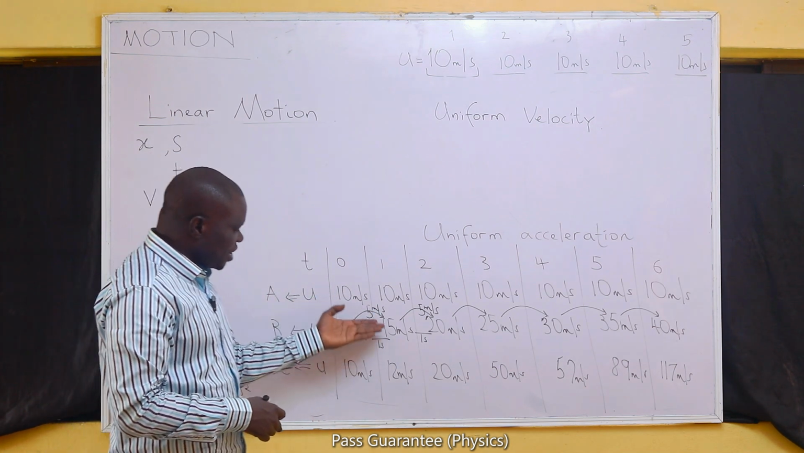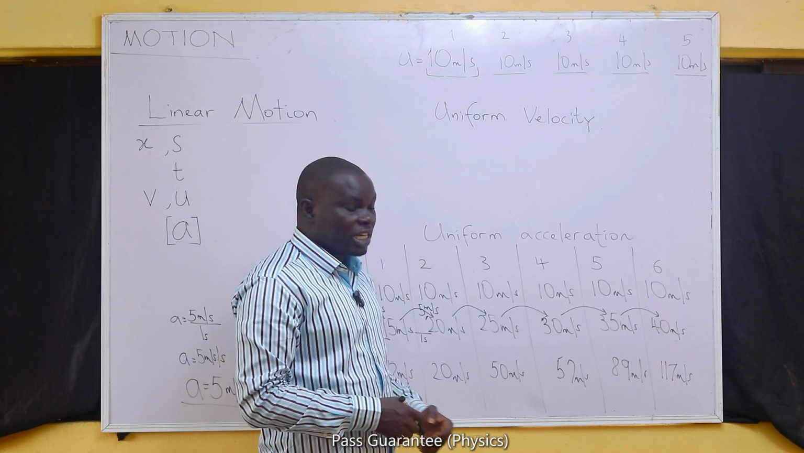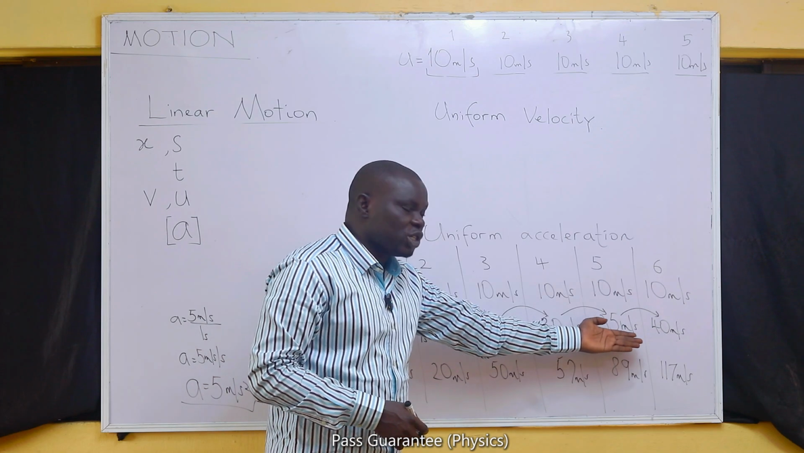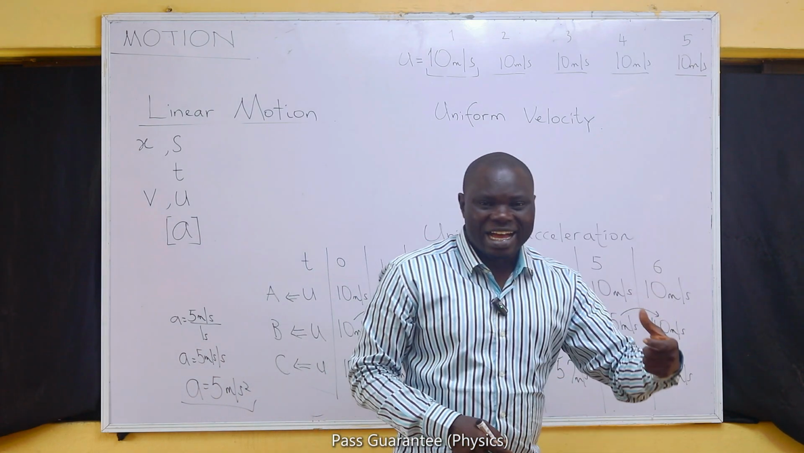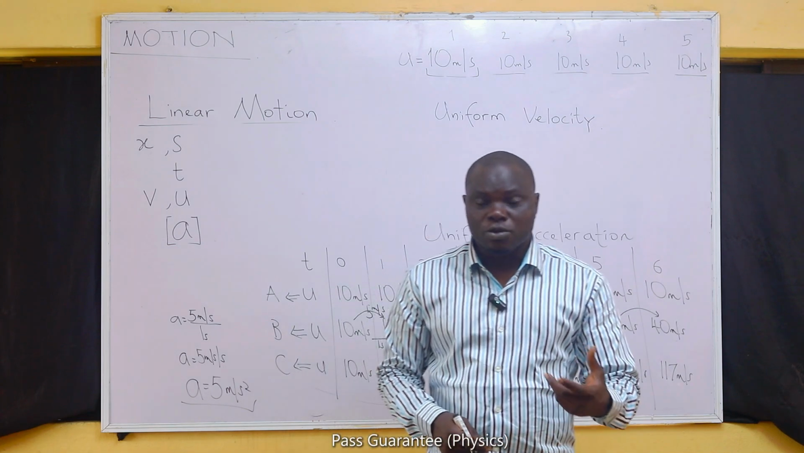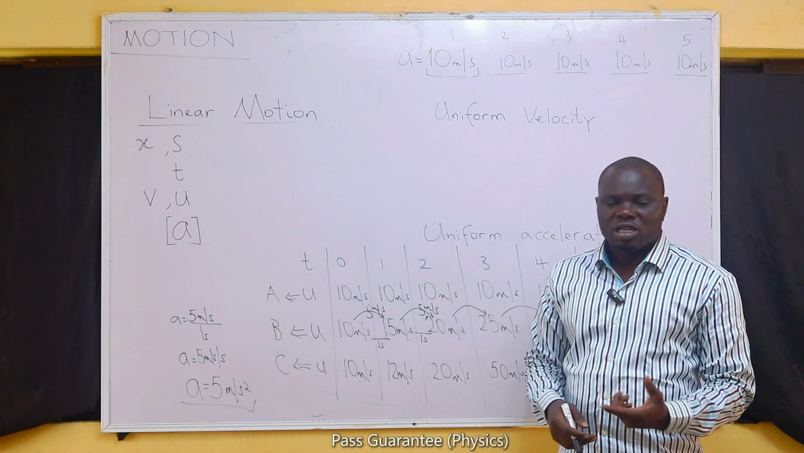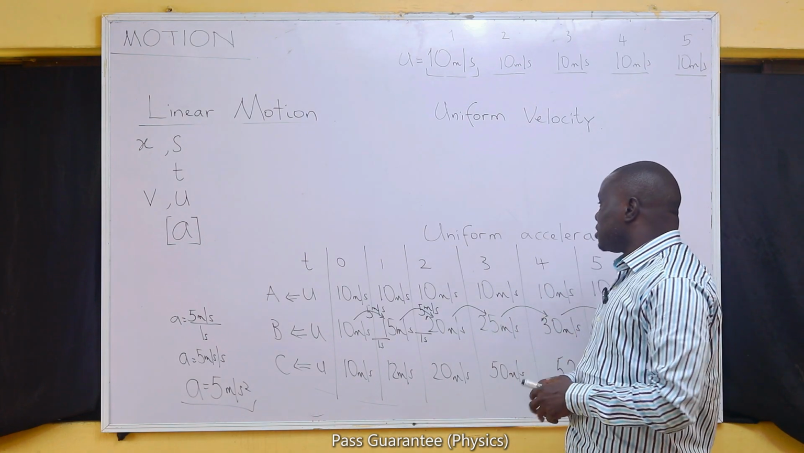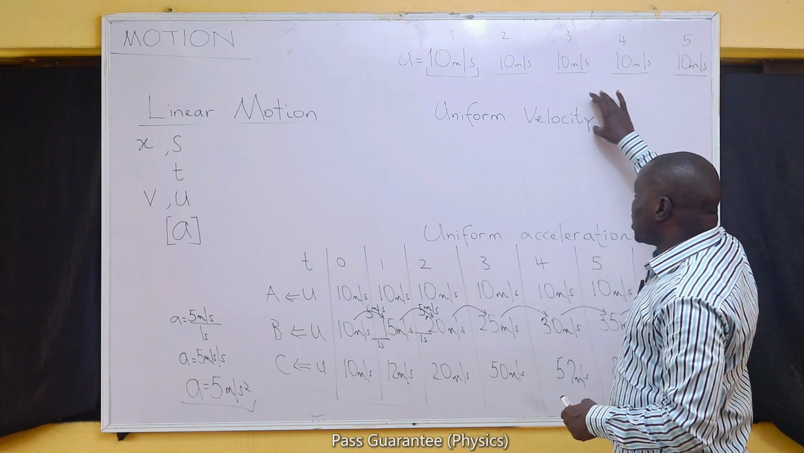The velocity keeps changing by 5 meters per second each second. When an object moves like this, it's moving with uniform acceleration. That is why we define uniform acceleration as the acceleration of an object that increases its velocity by equal amounts in equal time intervals. I hope you note that it is the displacement that we use to describe velocity.